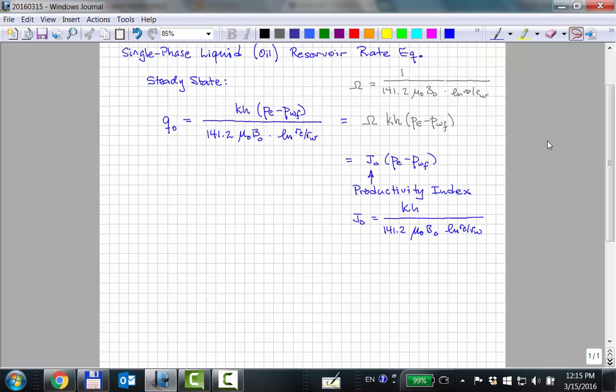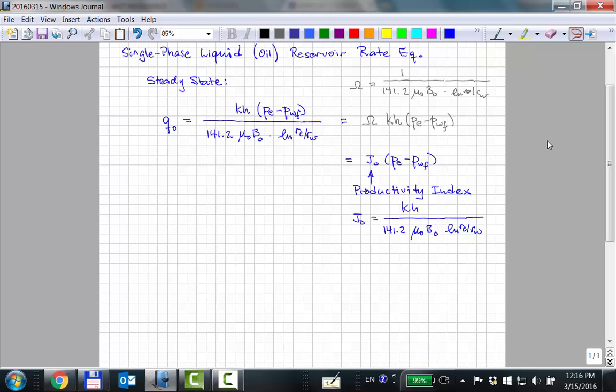So we finished up developing this steady state, what we call rate equation, in this case for oil, or a single phase liquid. We used oil, and hopefully the development of this was fairly clear from Darcy's law and the condition of steady state, which says that there's the same mass flux flowing everywhere. Okay? And then I'm going to make a few comments on this before we move forward.